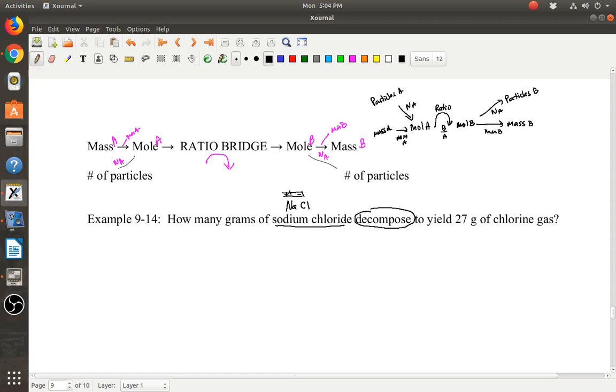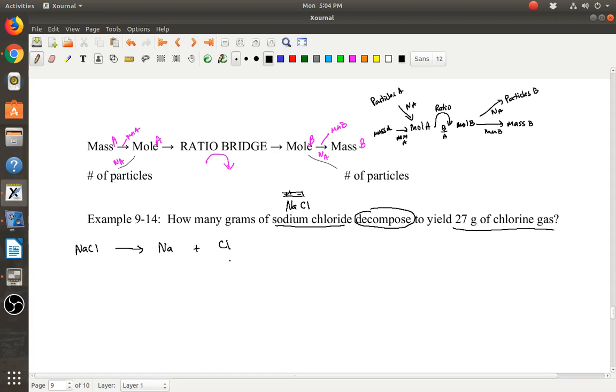So how many grams of this decompose? When you decompose, you fall apart to yield 27 grams of chlorine gas. So we have to write out the balanced equation first. We don't even have an equation, and we have to write it. So sodium chloride, and we're going to decompose. That means fall apart. We have one thing over here, and it's going to fall apart into its pieces, sodium and chlorine.